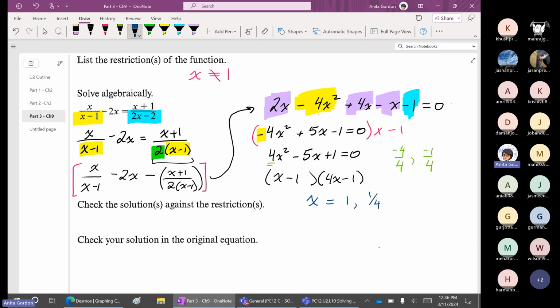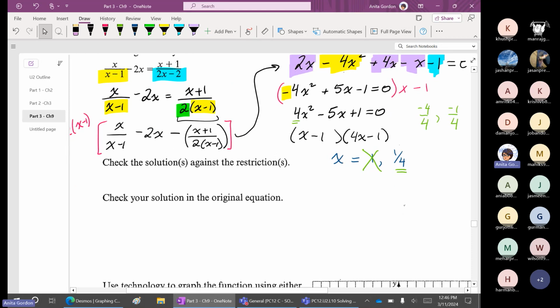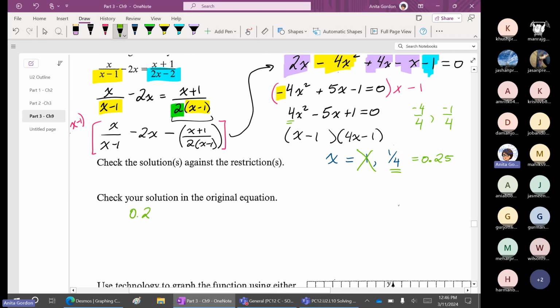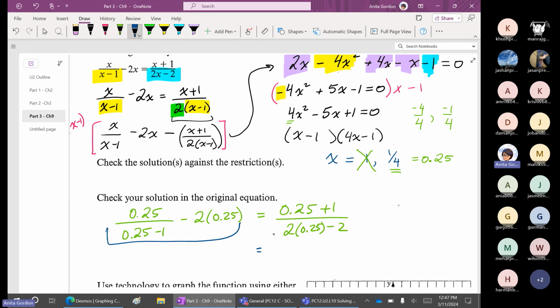Now I do my checks. The first thing I do is check my restriction. Do I have any violations? Yes, I do. I cannot have one, so right away I throw that out. The other one I just need to check. Okay, so I'm going to put this into the original equation, and this is going to get really ugly. So what I'm going to do instead is use 0.25 and just use a regular calculator to solve this. So I'll do 0.25 over 0.25 minus 1 minus 2 times 0.25, equals 0.25 plus 1 divided by 2 times 0.25 minus 2. Okay, you're going to put this side into the calculator. You're going to put this side into the calculator. And if you do it correctly, you should get -5/6 for each one.